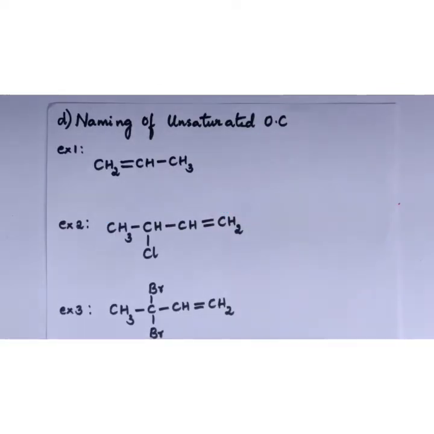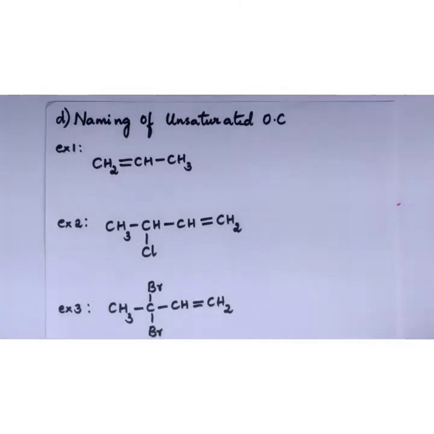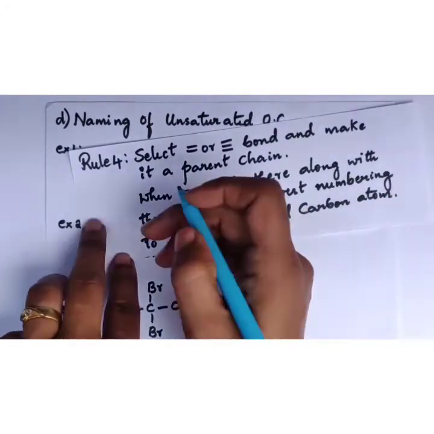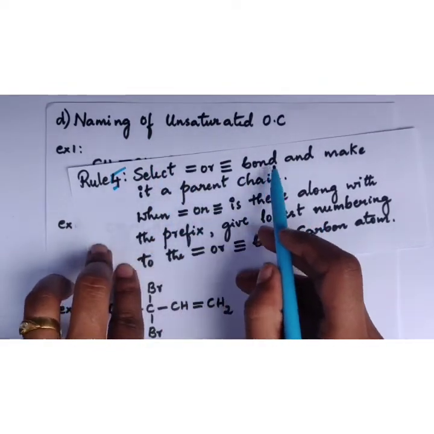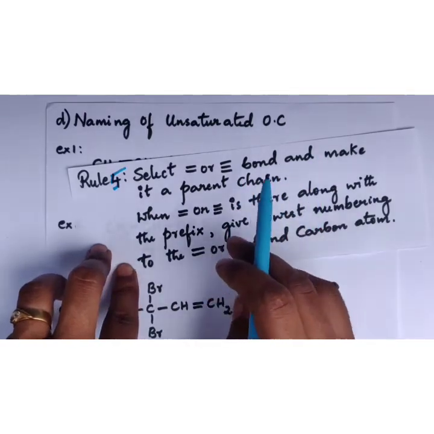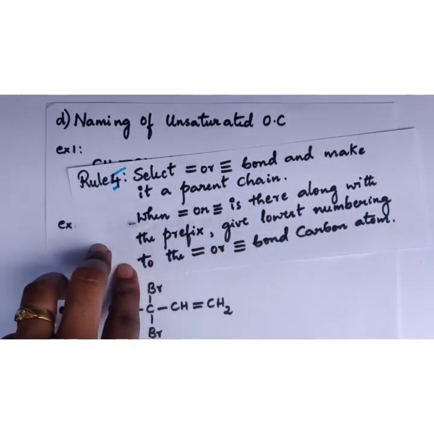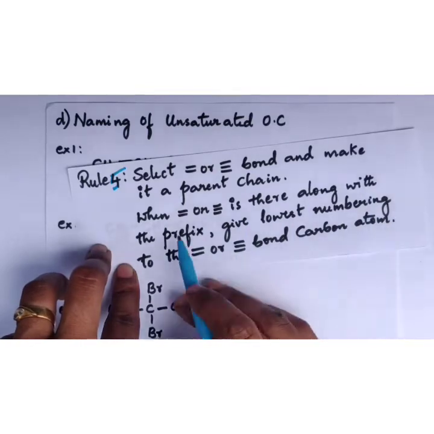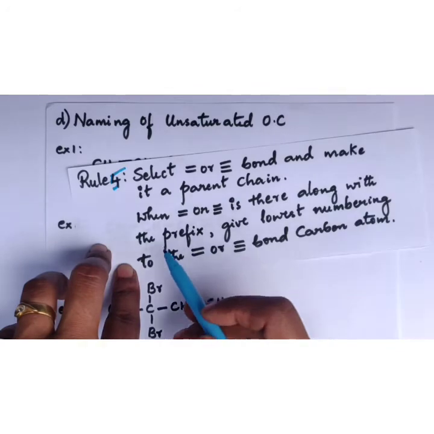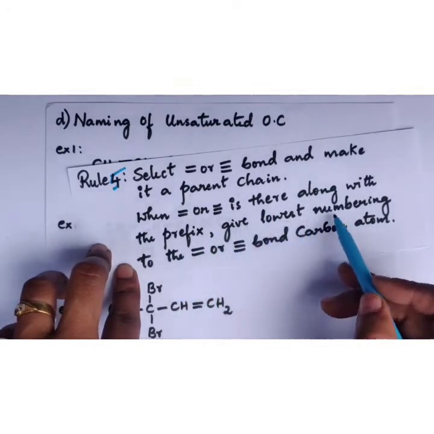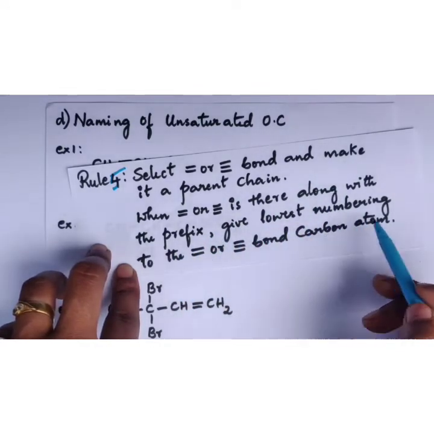Next is naming of unsaturated organic compounds. That is nothing but if there is a double bond or triple bond, how we are going to name it. So here also we have a rule. This is rule number 5 actually. So select the double or triple bond and make it part of the parent chain. If there is a double bond or triple bond in the organic compound, we have to select that also. When a double bond or triple bond is there along with a prefix like chloro, bromo, iodo, methyl or ethyl, give lowest numbering to the double bond or triple bond carbon atom.